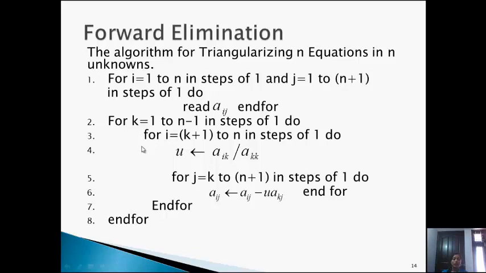Here we have to apply a nested for loop. Our first for loop is from k equals 1 to n minus 1 in steps of 1, and the second for loop is from k plus 1 to n in steps of 1. In this way we can calculate our u, that is aik upon akk. Now again we apply a for loop from j equals k to n plus 1, in steps of 1. In this way we can eliminate the first term of the second and third equations, and the second term of the third equation. So in this way we can triangularize our matrix.